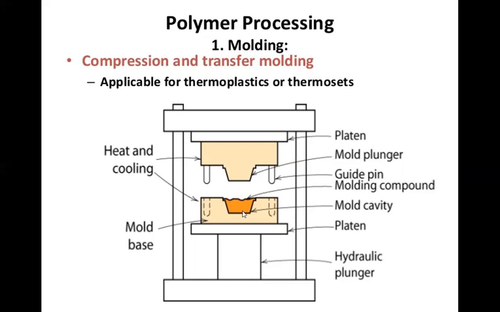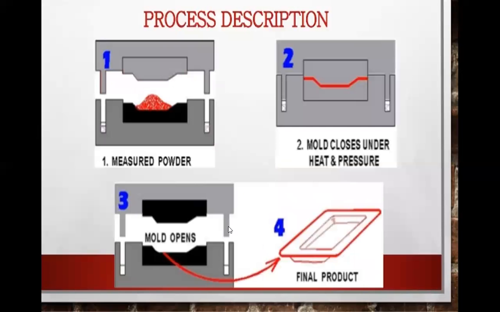And the molding component should be taken in the lower mold. And this is called the mold cavity. And it should be placed on the platen. And this whole arrangement should be placed on the hydraulic plunger.